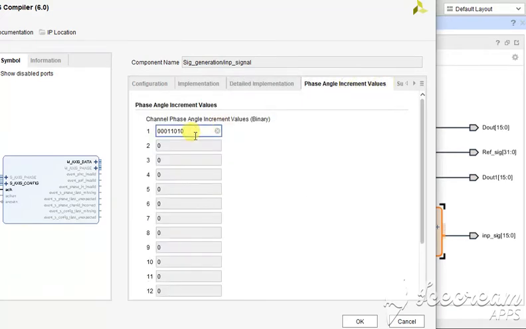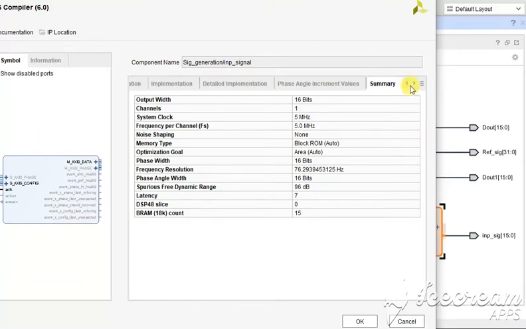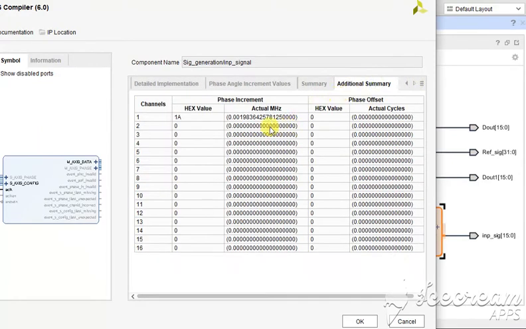Similarly, there is a phase angle increment value. Let me tell you about the calculation of this. Remember this value. If we see in the additional summary, we can see that this is 0.00198, meaning it's about 2 kilohertz. That signal is about 2 kilohertz frequency.